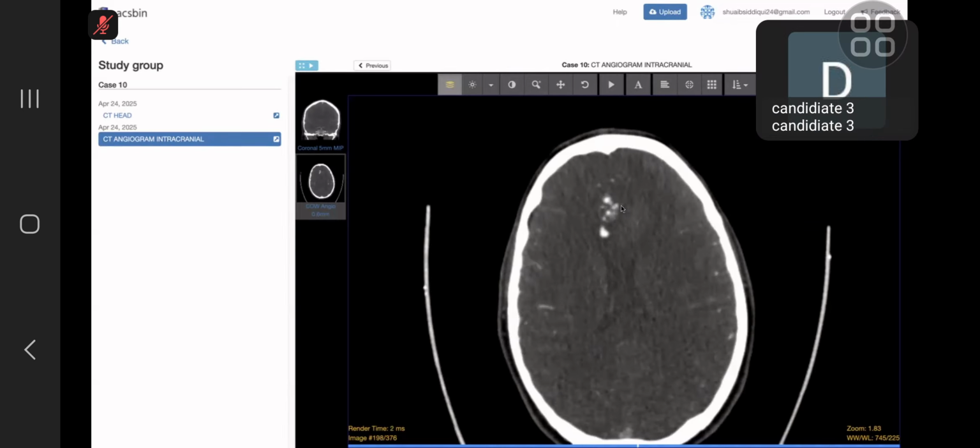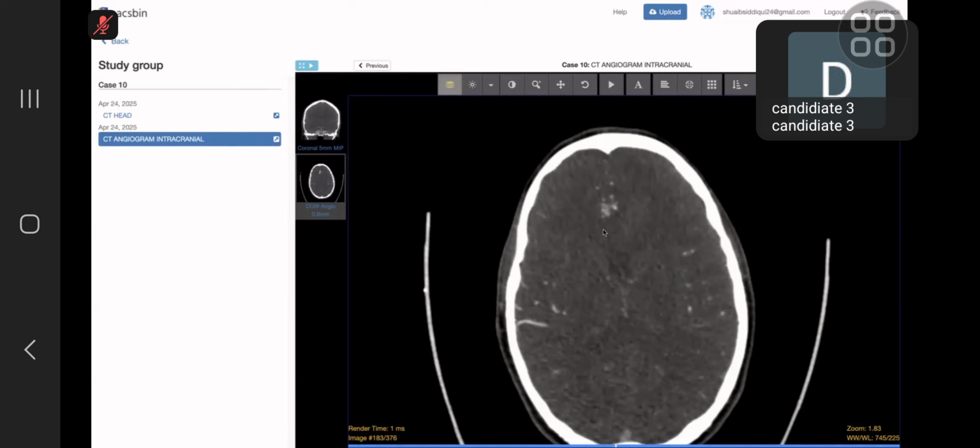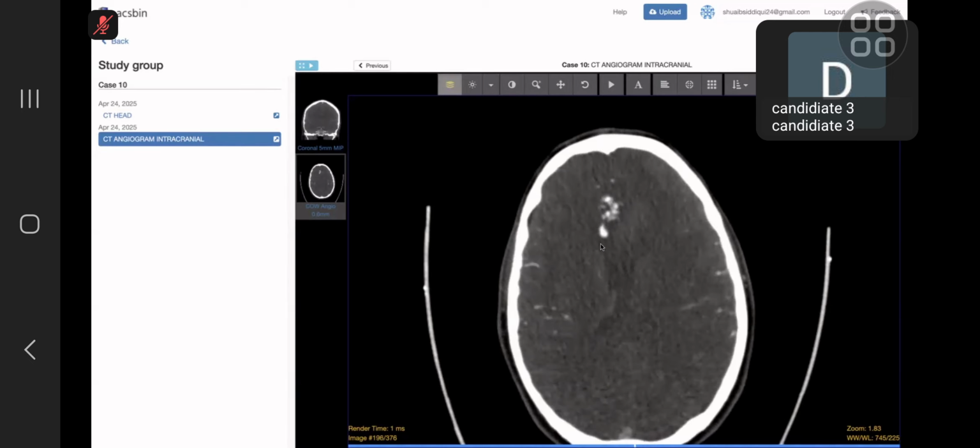Here. Just 1 second. I couldn't detect it exactly. I feel that the contrast is outside the blood vessels, but I don't know exactly. This is the area.